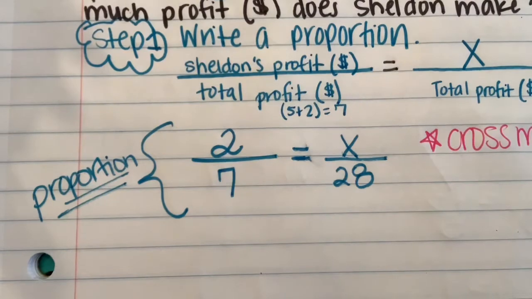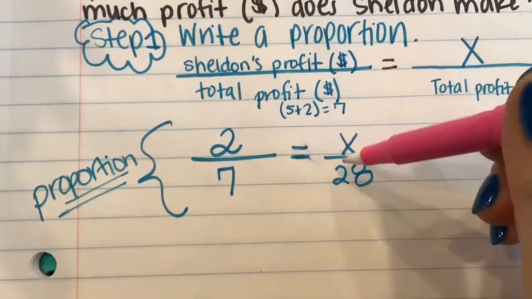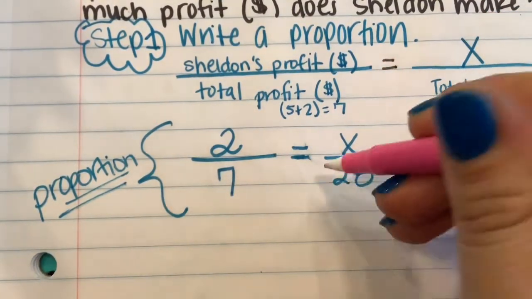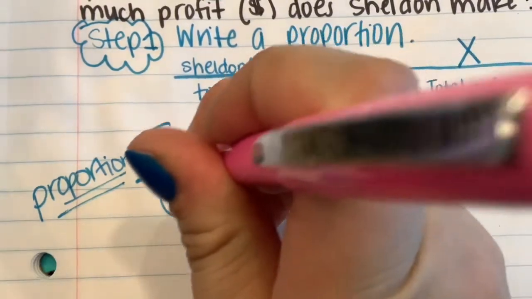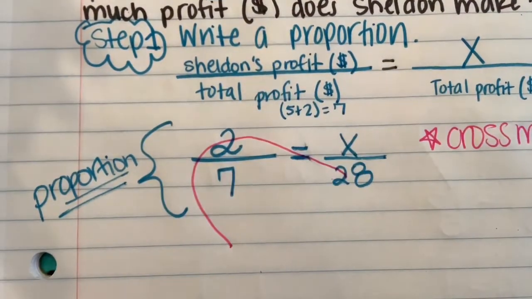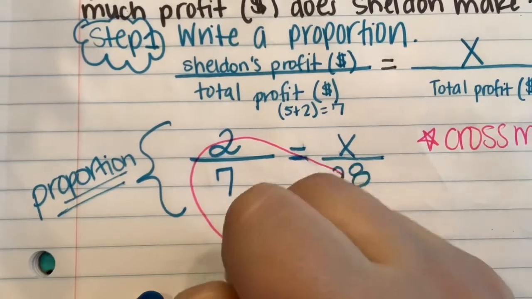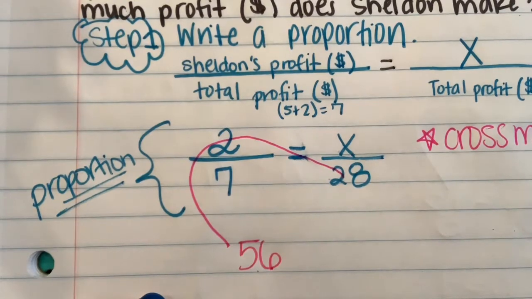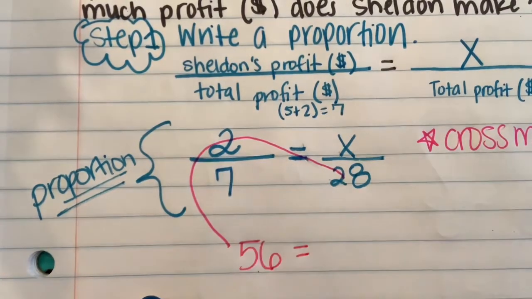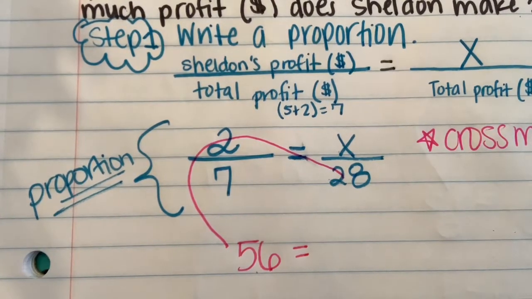And we're going to do that by literally going across. We are going to multiply 28 times 2. What does 28 times 2 equal? 56. Now on the other side of my equal sign, I'm bringing that equal sign down.